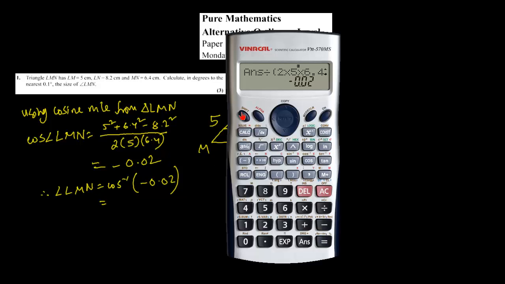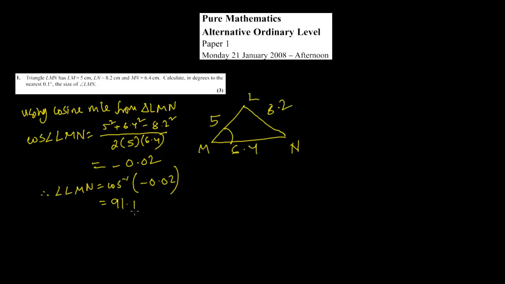So cos inverse of minus 0.02 is 91.1. The answer has to be in 0.1 degree. That means 1 decimal place. That's it.